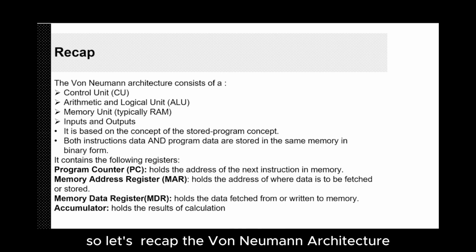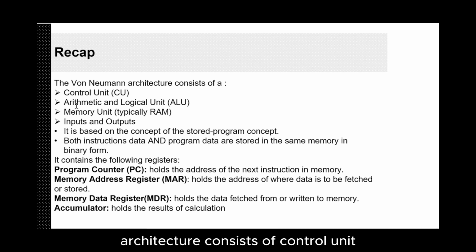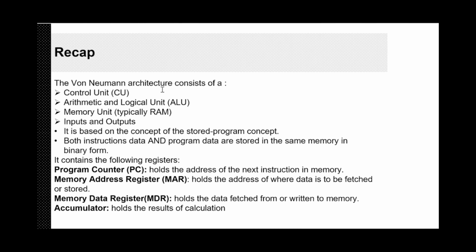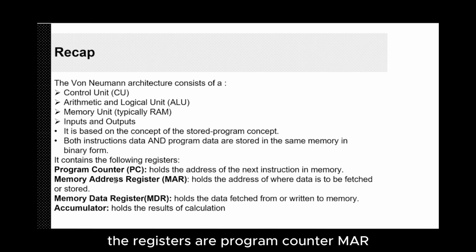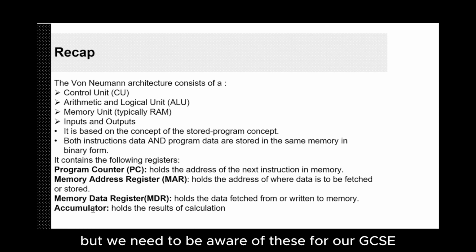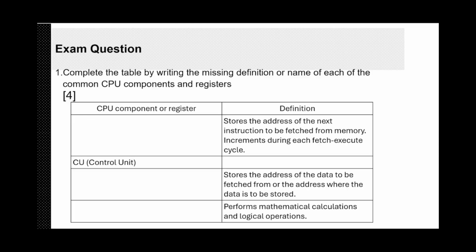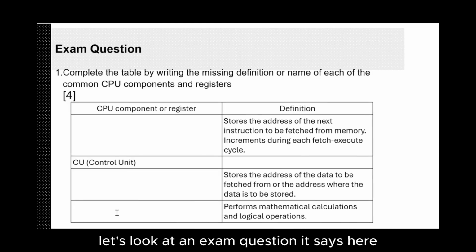So let's recap. The von Neumann architecture consists of the control unit, ALU, RAM, input and outputs. And what are the registers? The registers are the program counter, MAR, MDR, and accumulator. There are more registers, but we need to be aware of these for our GCSE. So let's look at an exam question.